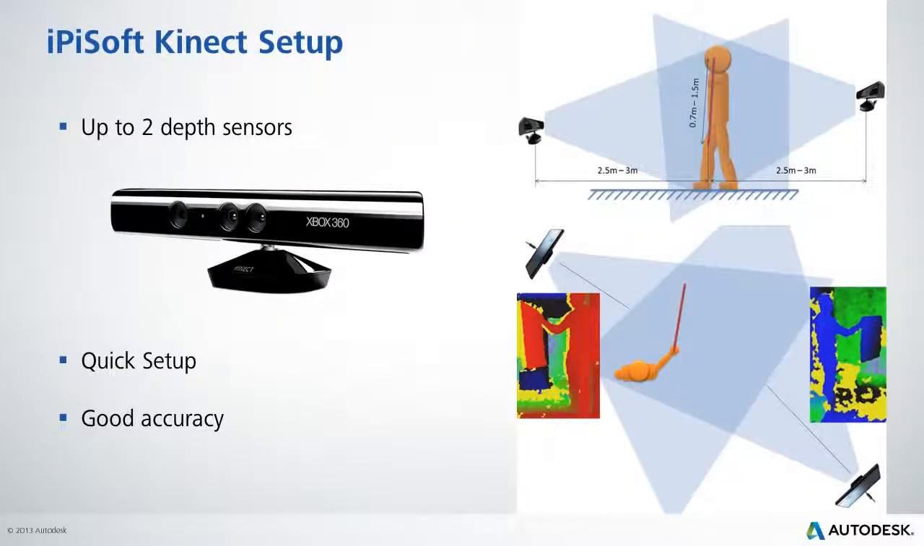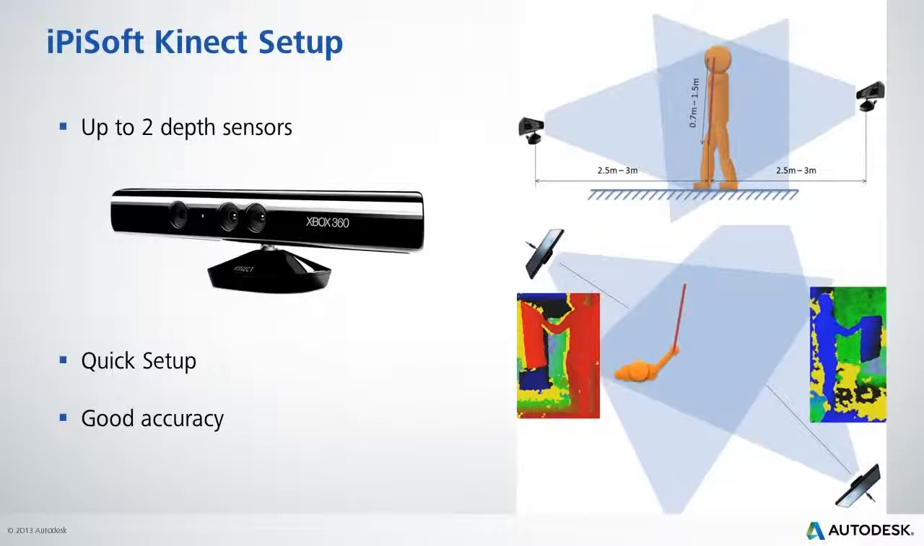Another solution is being developed by IPI Soft, which is a lovely solution really, because it supports up to 2 Kinects at a time, which gives you a true 3D environment where you can jump and turn and do whatever you want to do within this roughly 2 square meter area. It's a very quick setup, but then again, it's not a live solution.